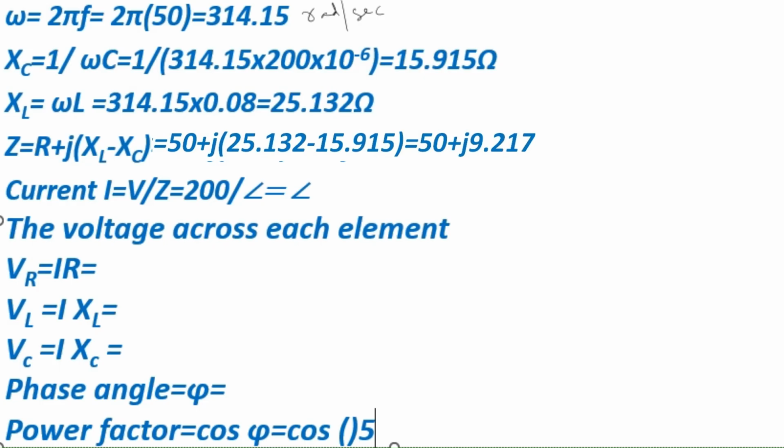50 plus J XL, the value is 25.132, minus J XC, the XC value is 15.915. Now you can find 50 plus J 25.132 minus 15.915, which is equal to 50 plus J 9.217, which we can convert into polar form, which is 50.84 at an angle of 10.44.